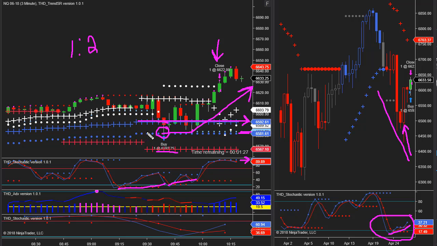Remember, this is the 12-minute. The white is the 3-minute. The blue is the 12-minute. The red is the 45-minute. So this just allowed me to see everything that was going on on a multiple time frame basis.